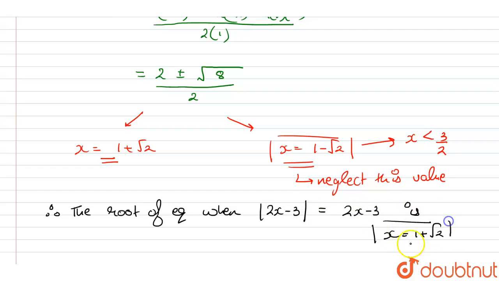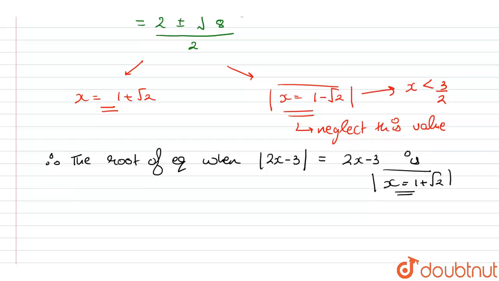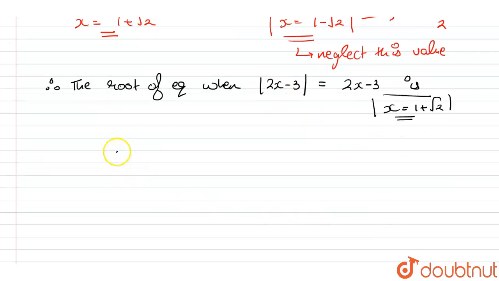Okay, so the first root has been found, that is if the value of |2x minus 3| equals 2x minus 3, then the root is x equals 1 plus root 2. Now the second case would be if the value of |2x minus 3| is equal to minus of (2x minus 3), right? That can be written as 3 minus 2x.